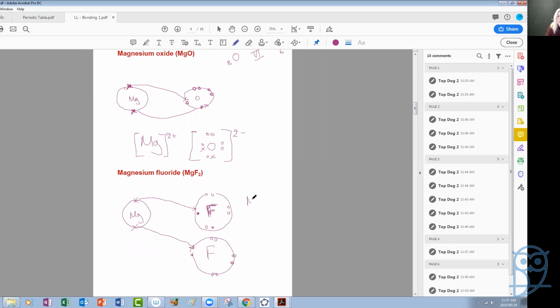So overall, we have the magnesium at the end with a charge of 2+, and the two fluoride ions with a charge of 1- each. So we have the coefficient 2 in front of the fluoride ion because we need 2 of these to join with the magnesium. By the way, one last thing before we stop.